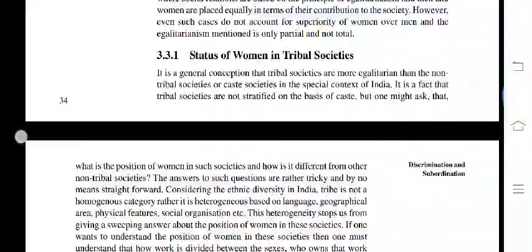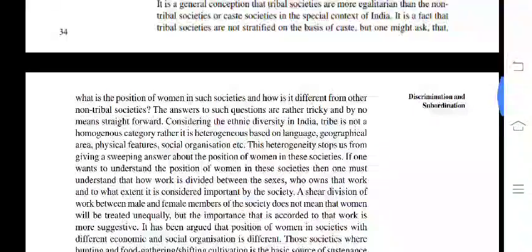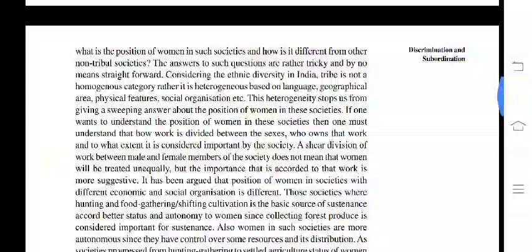Status of women in tribal societies. It is a general conception that tribal societies are more egalitarian than non-tribal societies or caste societies. In the special context of India, it is a fact that the tribal societies are not stratified on the basis of caste, but one might ask what is the position of women in such societies and how is it different from other non-tribal societies? The answers to such questions are rather tricky and by no means straightforward.